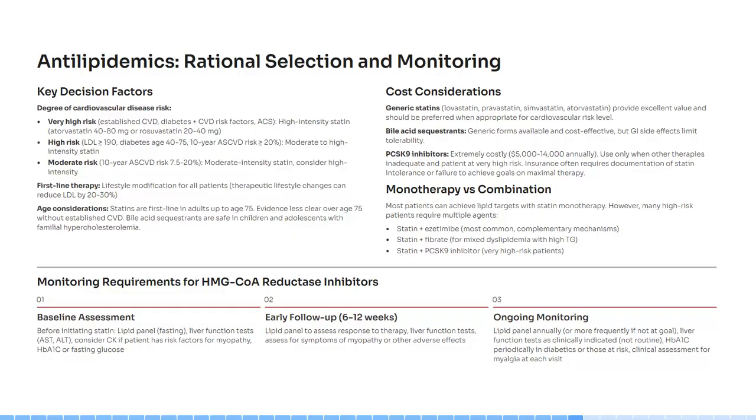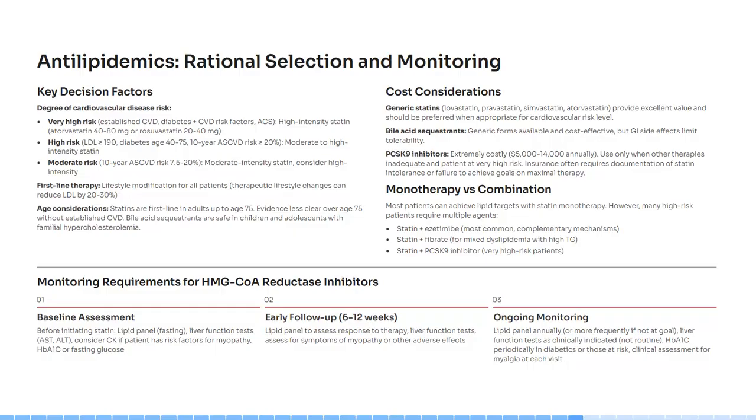Bile acid sequestrants are safe in children and adolescents with familial hypercholesterolemia. Generic statins, of course, are going to be cheaper, so we're going to go with those first. Bile acid sequestrants, generic formulas are available and cost effective, but the GI side effects limit the tolerability. PCSK9 inhibitors cost about $5,000 to $14,000 annually and are used only when other therapies have failed or are inadequate. That's not first line.